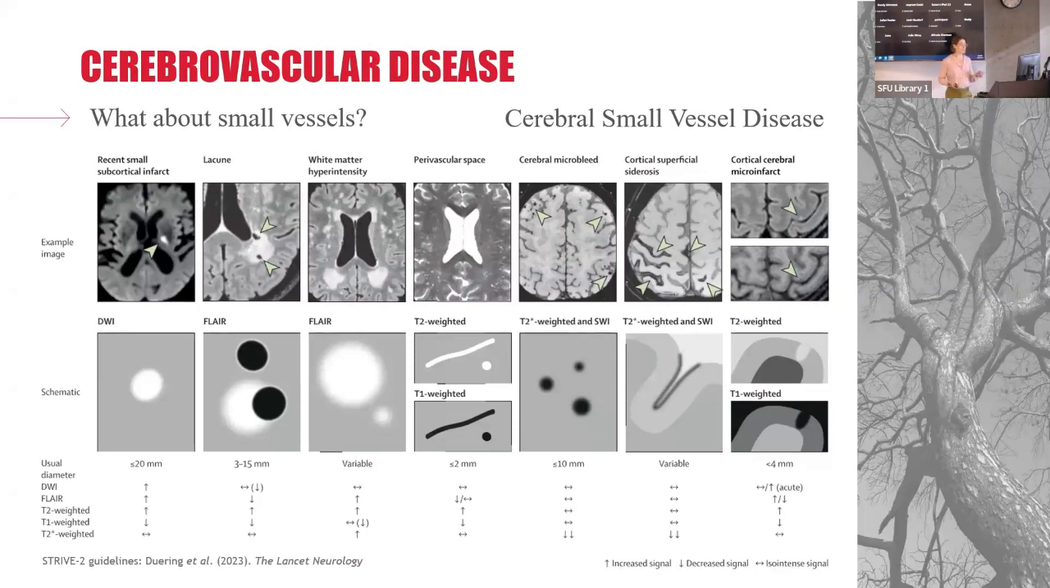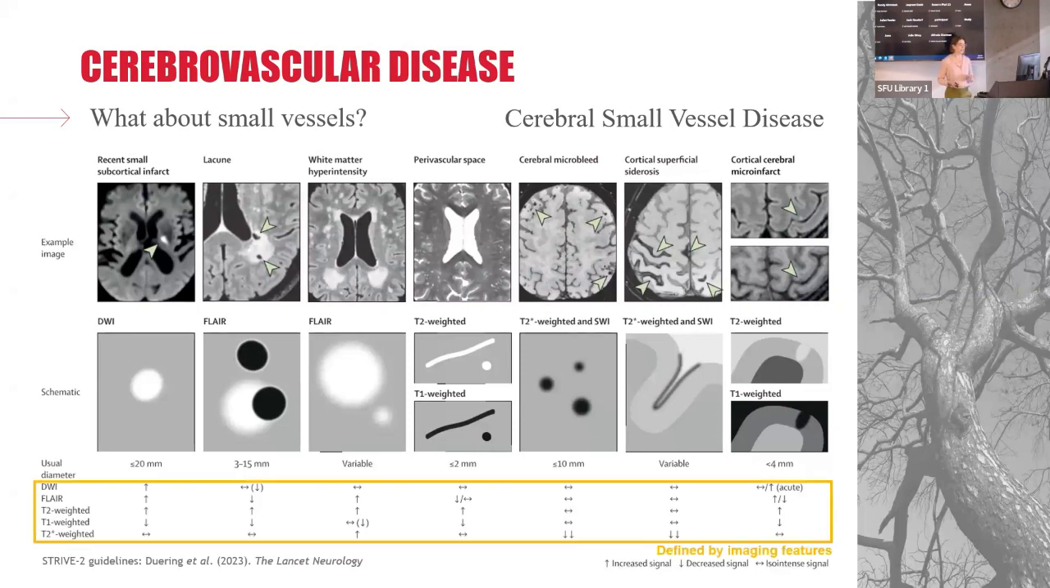And a few things to note. Number one, these are really defined by neuroimaging features. At the bottom, you can see on different types of MRI sequences, whether signal is increased or decreased or isointense. Looking at these sorts of imaging features is what neurologists and clinicians can use to distinguish between these different forms of small vessel disease. So that's one thing to note.